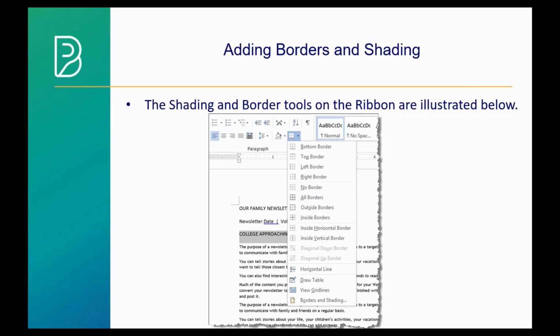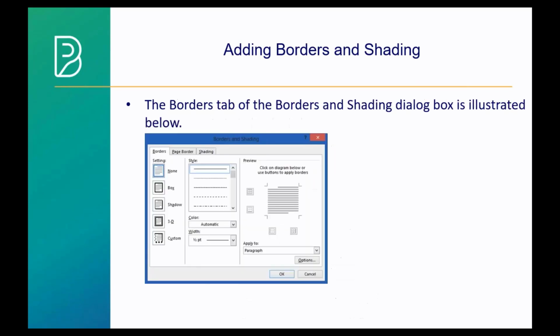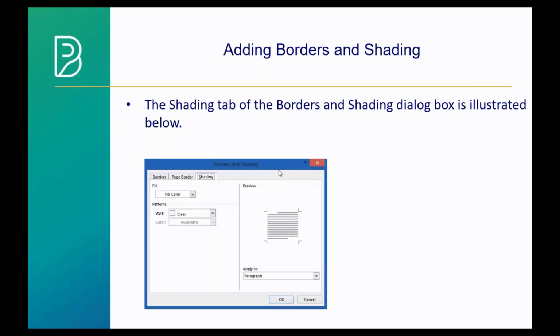You can open the Borders and Shading dialog box by selecting Borders and Shading from the Borders tool on the ribbon. The Borders tab of the Borders and Shading dialog box is shown in the screenshot. The Shading tab of the Borders and Shading dialog box is also shown in the screenshot provided.